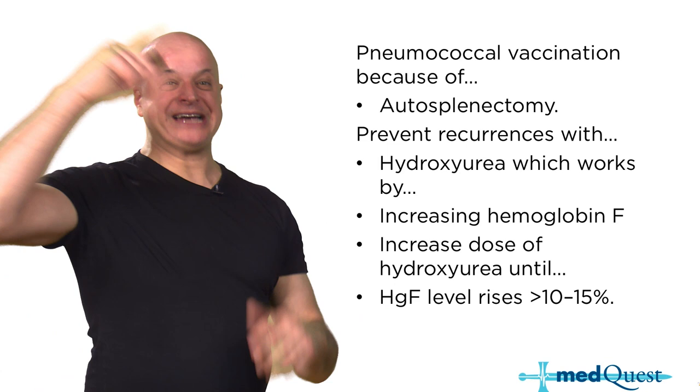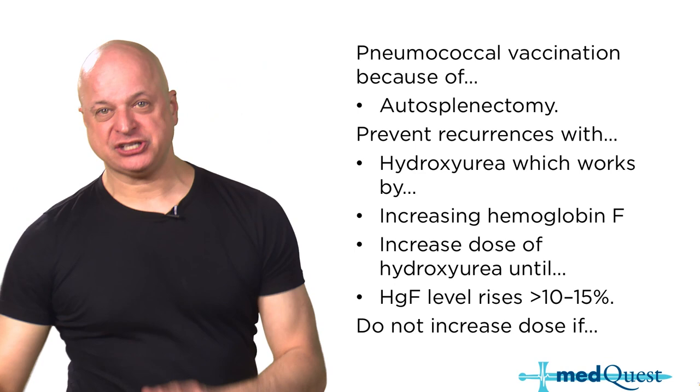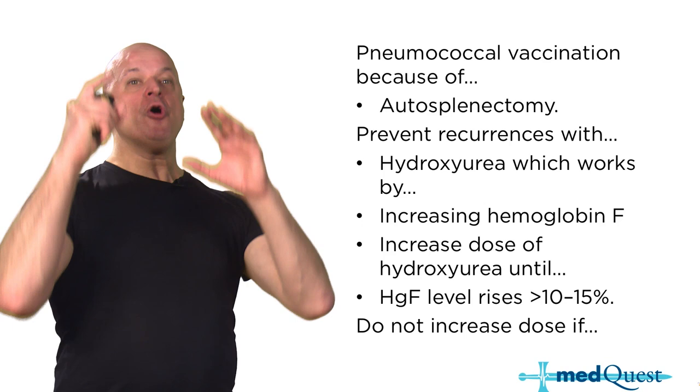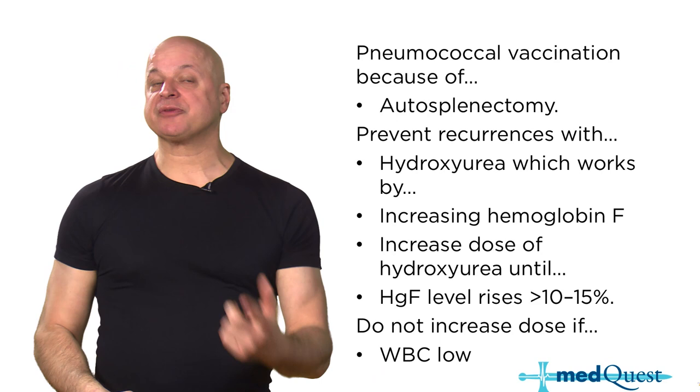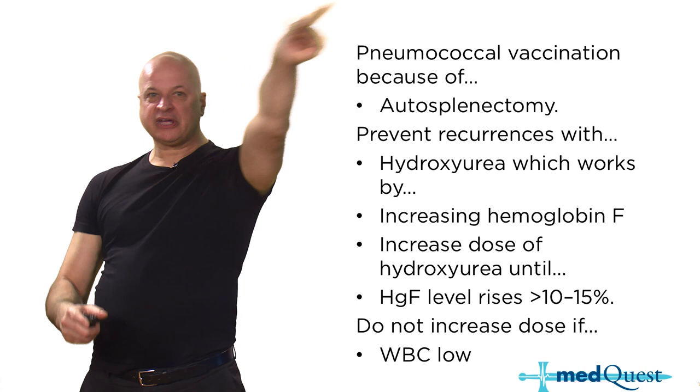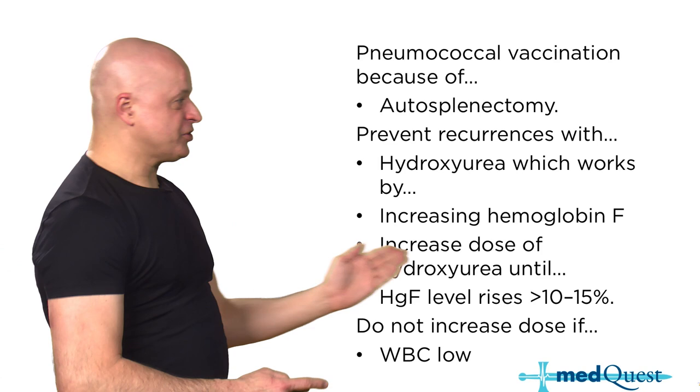However, if you give so much hydroxyurea, how do you know if you've got toxicity? You increase the dose of hydroxyurea so you have an increased hemoglobin F, or you have a decreased white count. Because remember that hydroxyurea is a form of chemotherapy. Polycythemia vera, essential thrombocythemia, yes, hydroxyurea. So now you're going to get every question right.